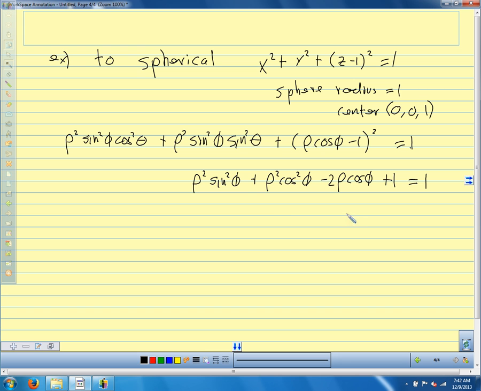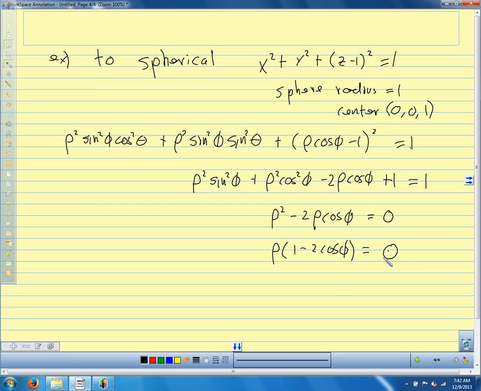This is looking fairly nice, right? Rho squared sine squared phi plus rho squared cosine squared phi simplifies to what? We can factor out rho squared, and sine squared phi plus cosine squared phi gives me 1. So I get rho squared minus 2 rho cosine phi equals 0. Factor out the rho. Rho times rho minus 2 cosine phi equals 0.